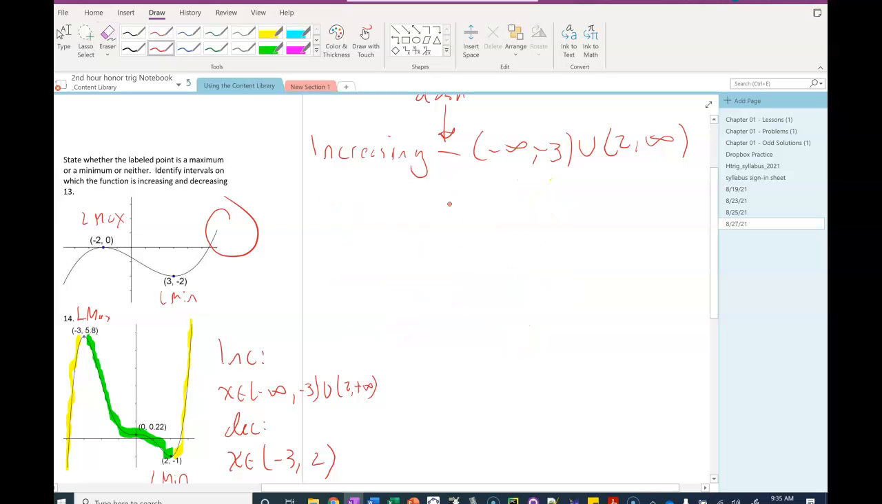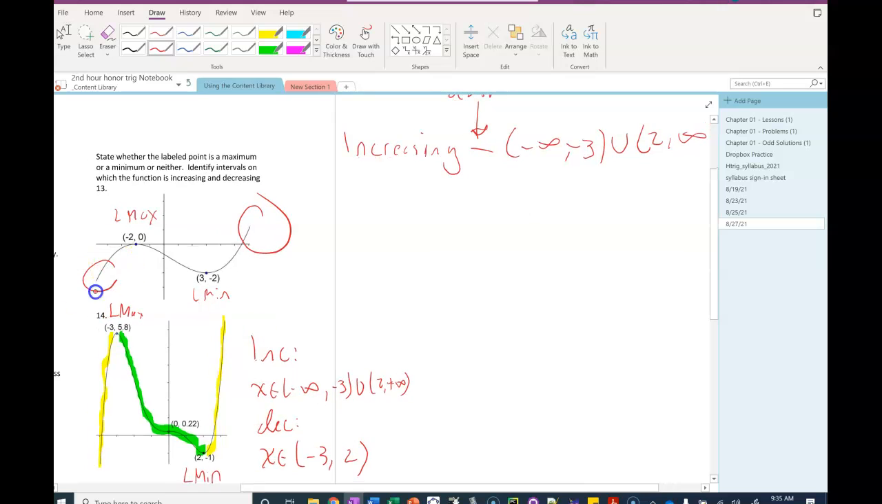Wait, so the lower the global. Again, if you have an overall lowest point, 3, -2 can't be global because the graph also points down. Right? So if you had something like this, that's a global min. But if it did this, it can't. It's now just local because it's not the lowest point. Yeah, no problem.